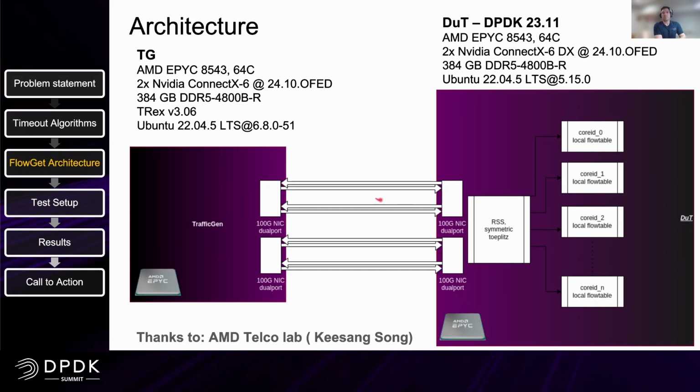Let's zoom in. Before we discuss the hardware, a big shout out to the AMD Telco Lab. Kiseng Song was kind enough to provide this test setup. Thanks again. On the left side, we have an AMD EPYC-powered traffic generator running TRex version 3.06. On the right-hand side, we have the device under test running DPDK 23.11. Both of them were running Ubuntu Server 22.04.